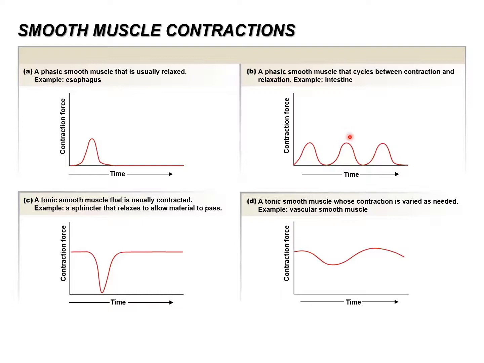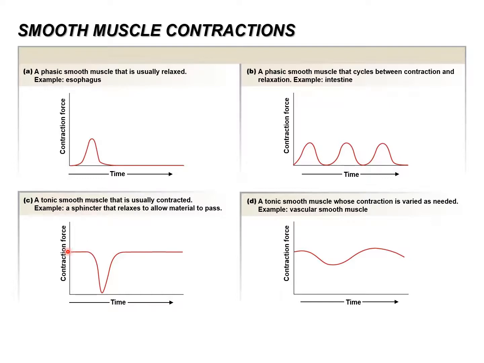Well, intestinal muscle is transiently contracting and relaxing, both in a radial pattern as well as a longitudinal one. Tonic smooth muscle is the opposite. It is usually contracted and then it transiently relaxes. So the contraction force is high, it relaxes for a short period of time, and then it resumes contracting again. The best examples of these are the sphincter valves in various parts of the GI tract.